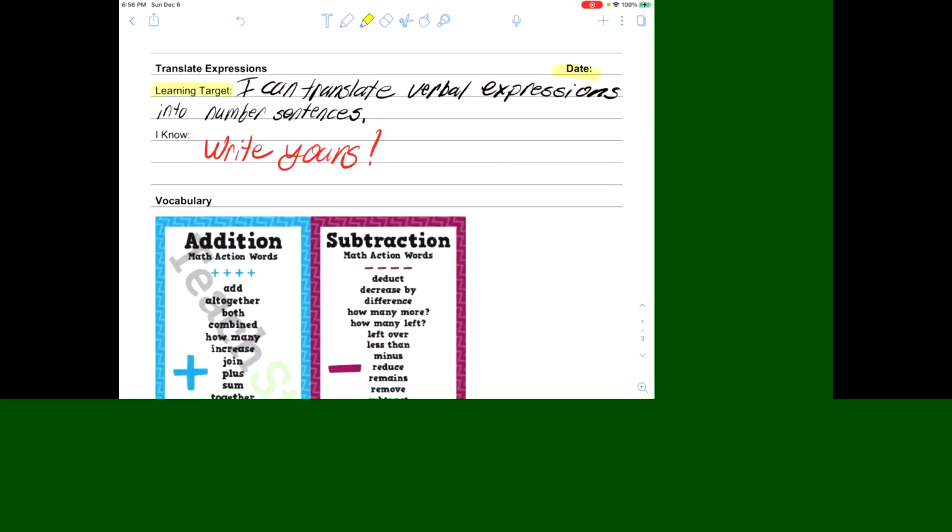Please write the date that you're watching this. Write what you already know about translating verbal expressions into number sentences. We did this a little bit in Unit 1, so you should remember a little bit about it. And then pause the video at this moment and get all that done, and then restart when you're ready.